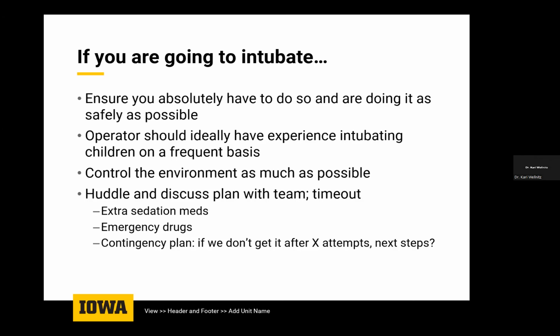Like, okay, well, if the stats hit 85, we're going to pull out and bag. And then also talk about what emergency drugs do you need? Is this a really young kid where you think you probably need atropine? Do you want to give it right off the bat, or do you want to give it only if you think you need it? And then talk about, do you have a bailout plan? If we don't get it after so many attempts, what do we do next?